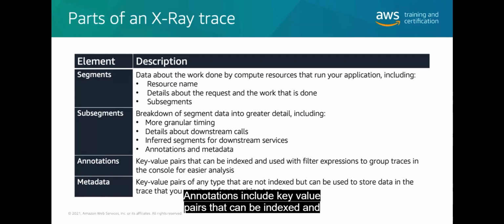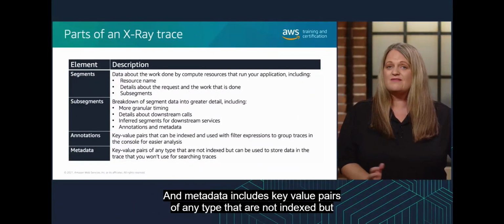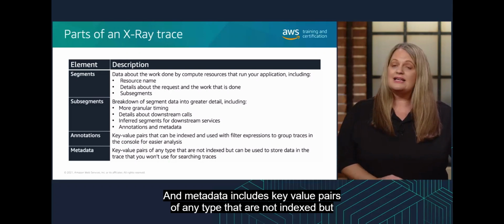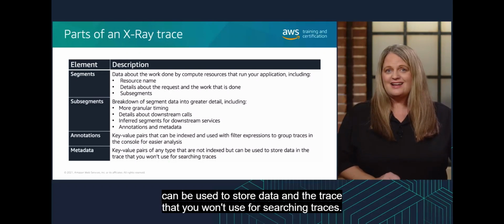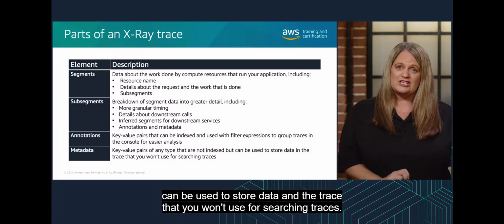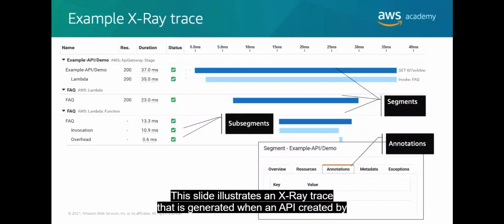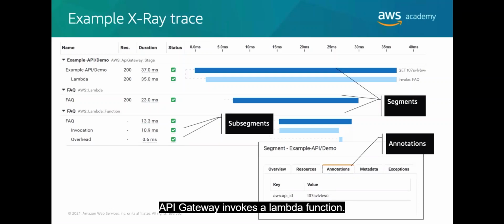Annotations include key value pairs that can be indexed and used with filter expressions to group traces in the console for easier analysis. And metadata includes key value pairs of any type that are not indexed but can be used to store data in the trace that you won't use for searching traces. This slide illustrates an X-Ray trace that is generated when an API created by API Gateway invokes a Lambda function.